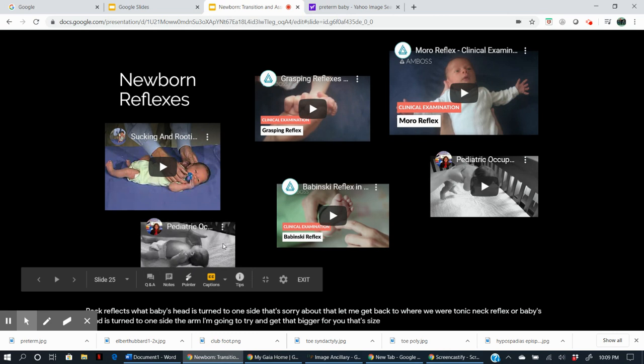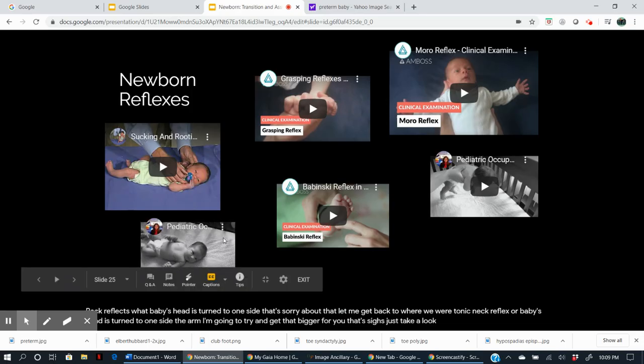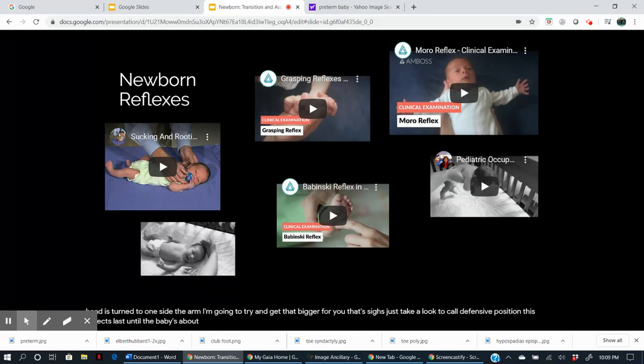On that side stretches out, and take a look, the opposite arm bends up at the elbow. This is often called the fencing position. This reflex lasts until the baby's about 5 to 7 months old.